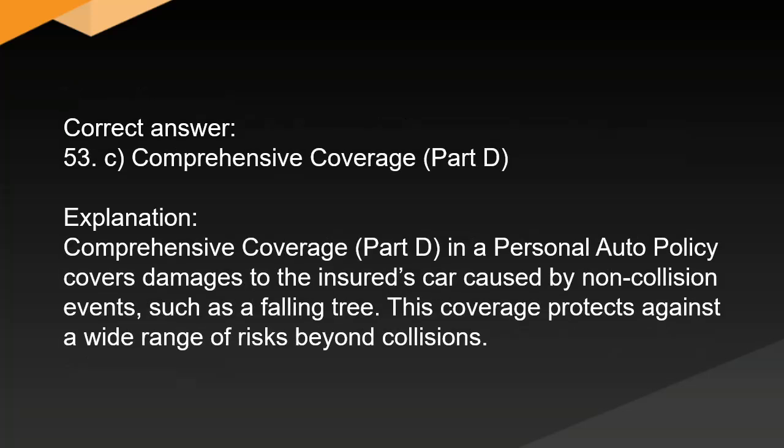Correct answer. C. Comprehensive coverage, Part D. Explanation. Comprehensive coverage, Part D, in a personal auto policy covers damages to the insured's car caused by non-collision events such as a falling tree. This coverage protects against a wide range of risks beyond collisions.